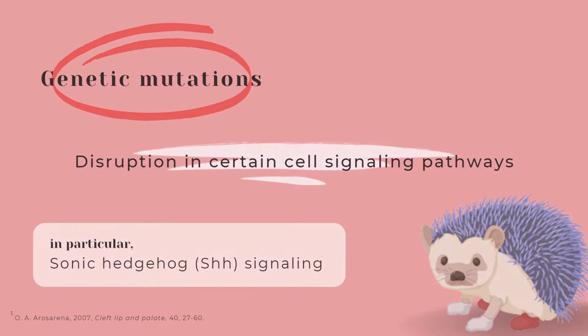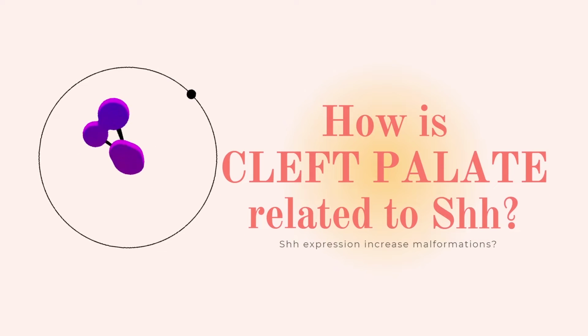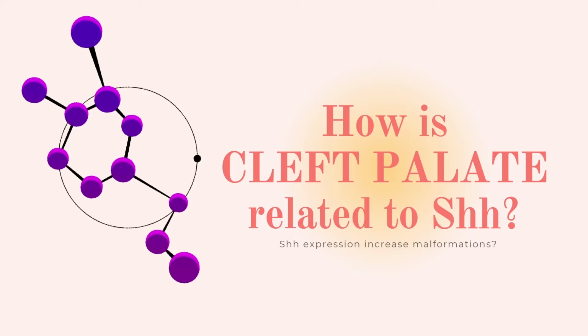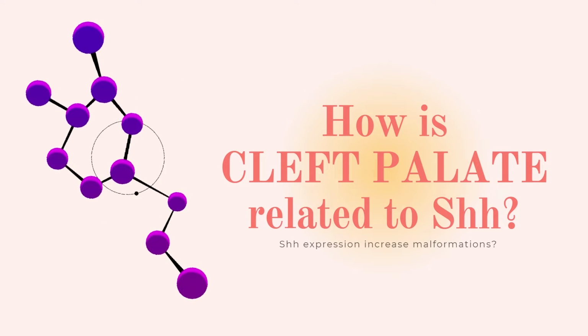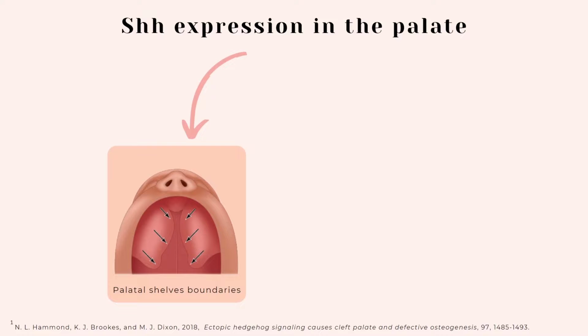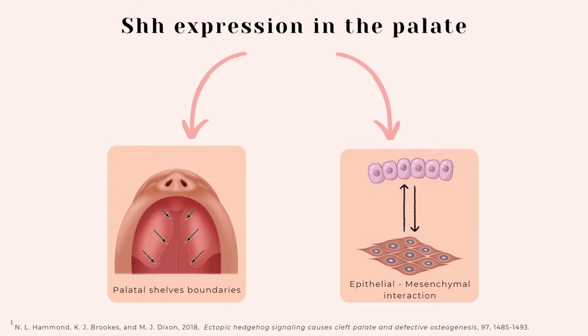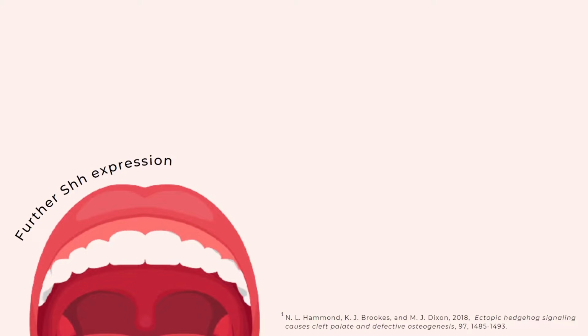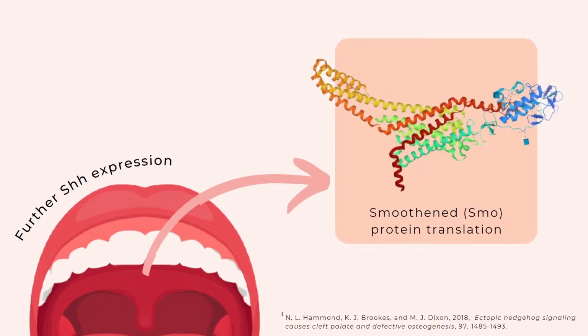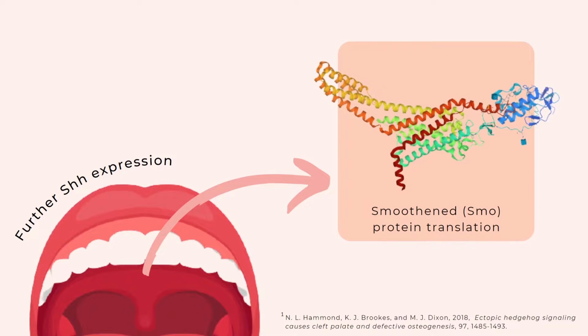We're not kidding. It is found that cleft palate formation is associated with the increase in SHH expression. How is this so? Well, this phenomenon can be explained by the expression of SHH in the fetus's oral side of the palate that characterizes boundaries between palatal shelves and signals the interaction between epithelial and mesenchymal cells. Further SHH expression induces epithelial cells lining the oral roof to translate a transmembrane protein called smoothened, or SMO in short.